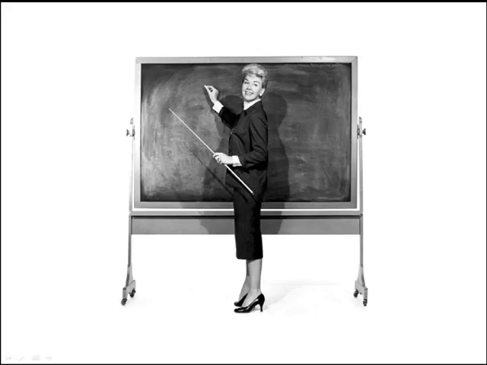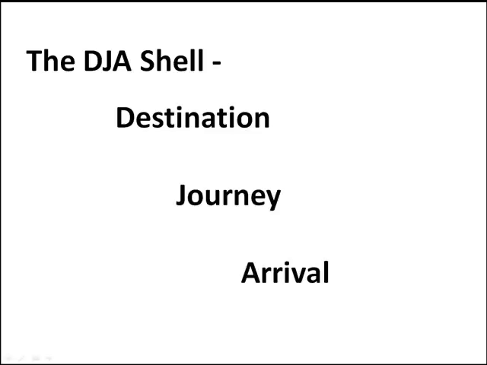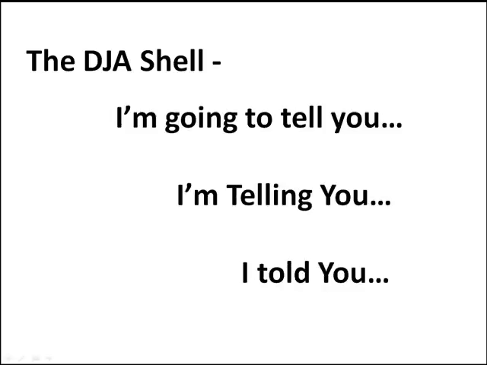In Video 1, we talked about the tutorial shell, the education shell, and the teaching shell, which are all one and the same. Let's take a quick review of that. We call that shell the DJA shell, which stands for Destination, Journey, and Arrival. It's a three-step speaking pattern used by educators and teachers of all types whenever they need to deliver information quickly and easily. It's often referred to in this way.